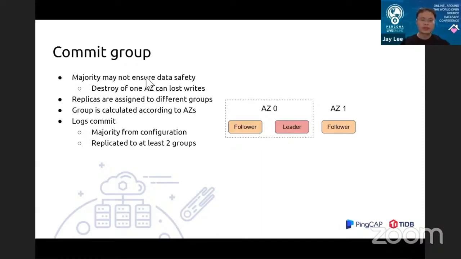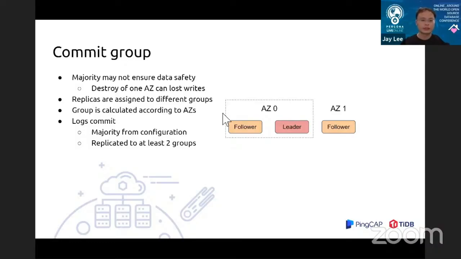The commit group is designed to solve the problem. We consider each AC as a group and assign replicas to the groups. We add extra constraints on how logs are committed. The first one is the old rule that the logs should be considered committed only after they have been replicated to the majority replicas in the configuration.